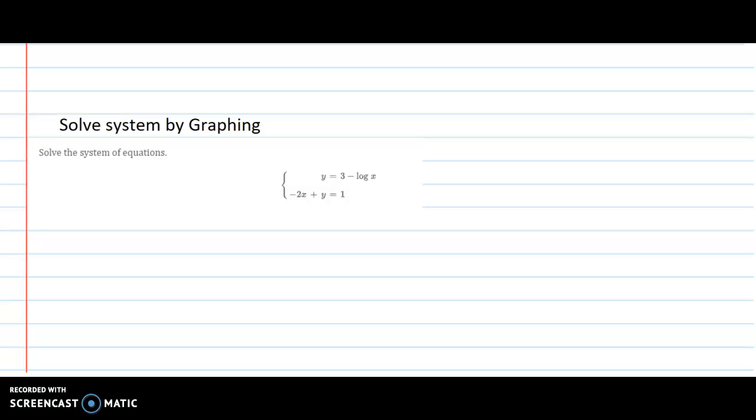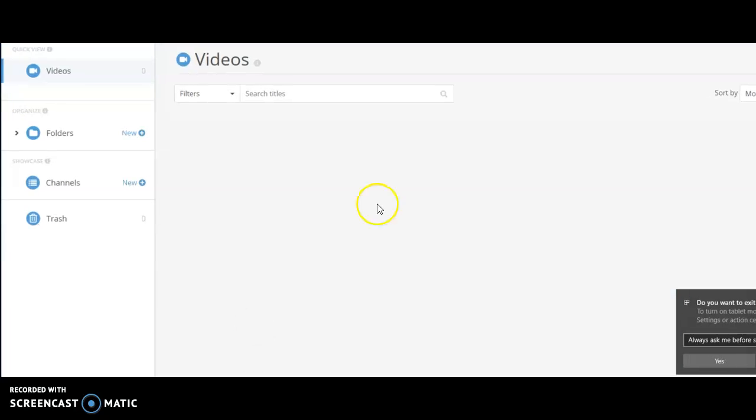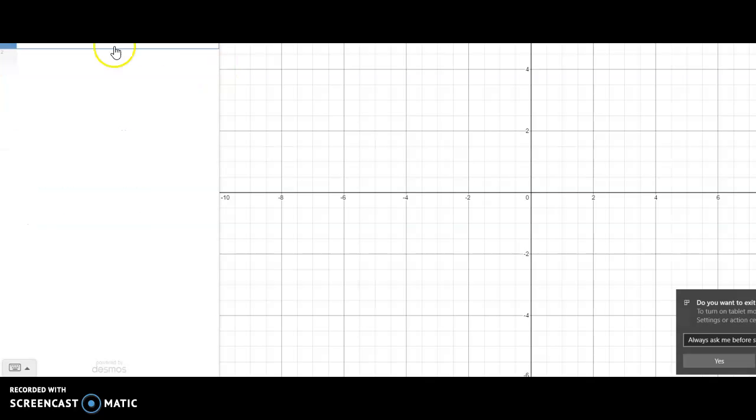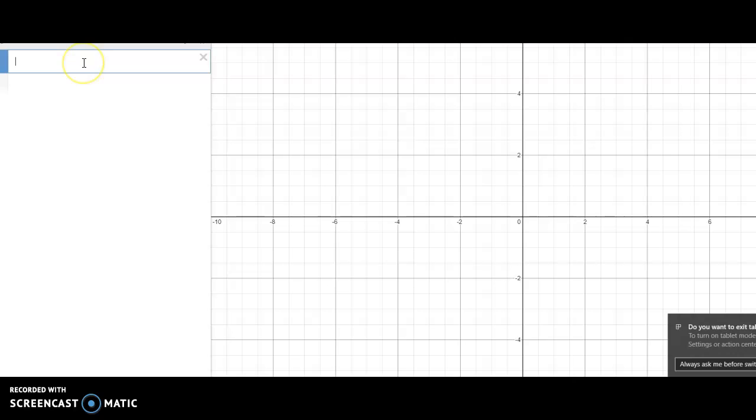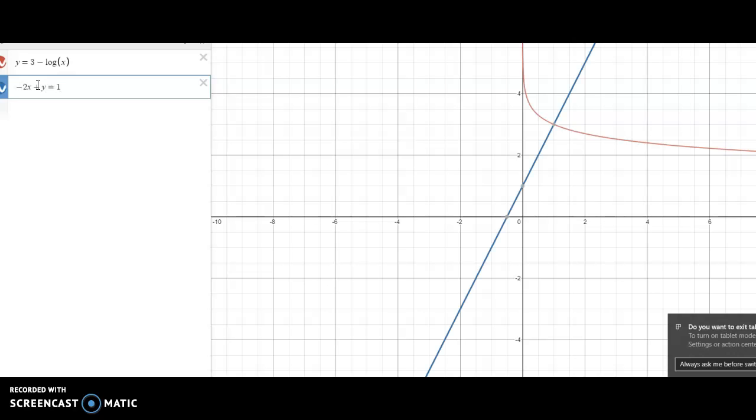So I've got y equals 3 minus log of x and negative 2x plus y equals 1. Go into Desmos and enter y equals 3 minus log of x, negative 2x plus y equals 1. So we see our log curve here. That's the red line, and then you'll see the blue is the linear. Here's the point of intersection at 1, 3. So the solution is the ordered pair (1, 3).